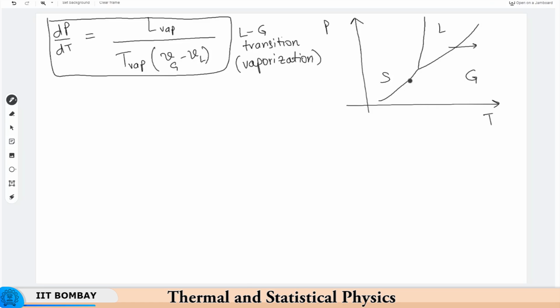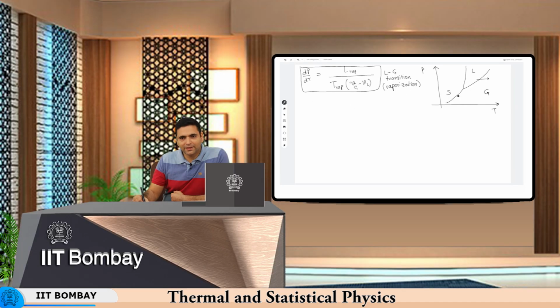Similarly, if we are at a certain pressure and temperature such that the solid can directly go into gas, we can write our Clausius-Clapeyron equation as this. This process is known as sublimation. For example, dry ice sublimates. Dry ice is basically solid carbon dioxide, and at atmospheric pressure it just goes into the gaseous phase.